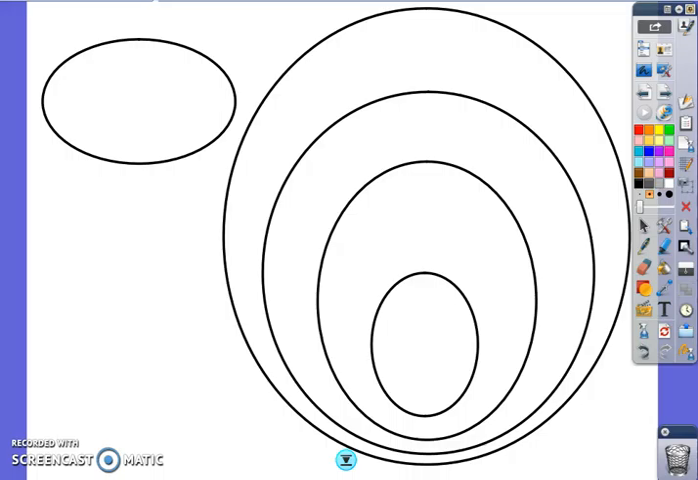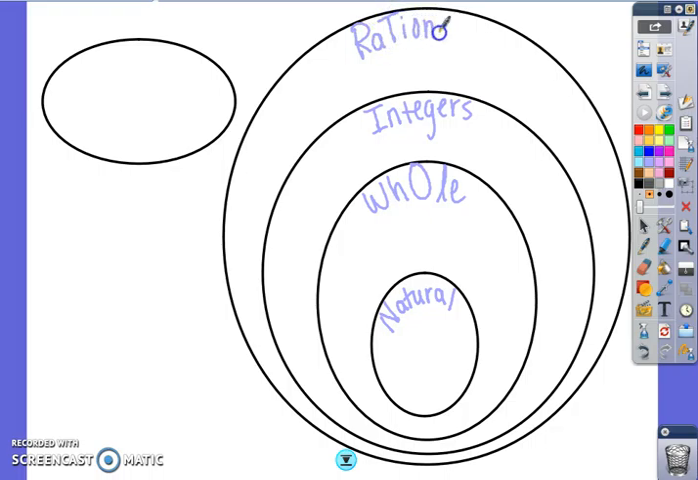All right, guys, this is just a reminder of the real number system. So remember our circles. First, we have natural numbers. Then we have whole numbers, with a big O, and we'll talk about why that is in a minute. Then we have integers, the rational numbers, and the irrational numbers.